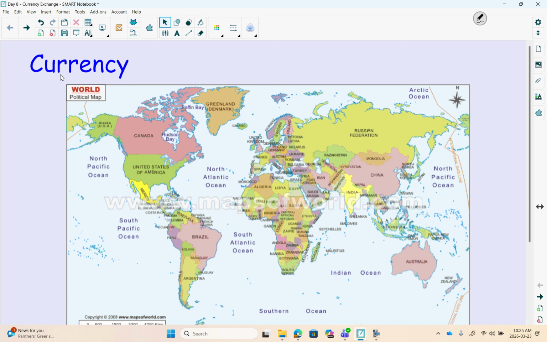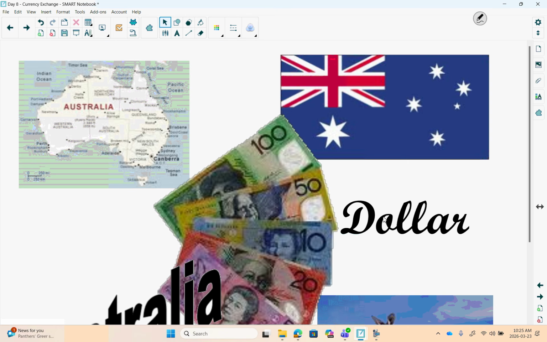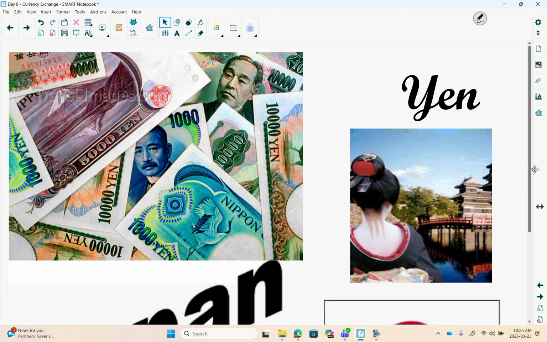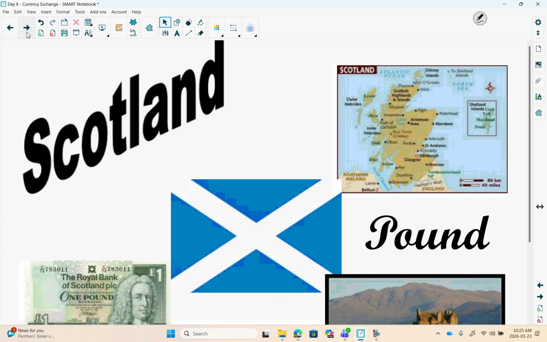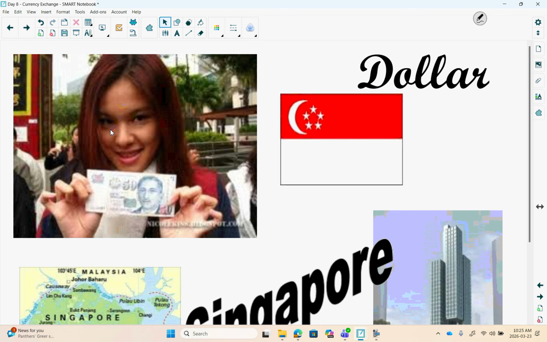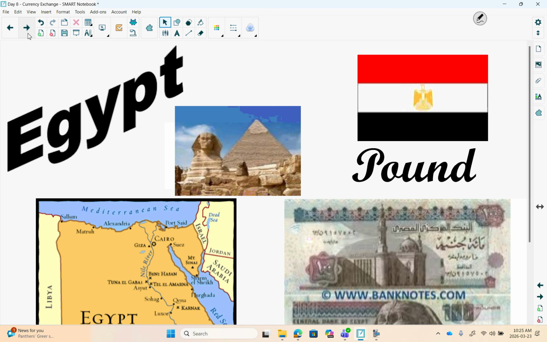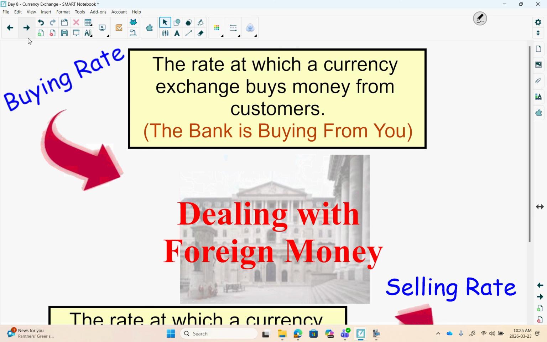Okay? So currency just represents the unit of money that each of these countries of the world use. Not every country has the same currency. Like in Australia, they use dollars, but it's Australian dollars. Germany uses the euro. Japan uses yen. Scotland uses the pound. Singapore has a dollar as well. Switzerland uses a franc. Egypt uses the pound. Okay, a lot of those countries now probably use the euro.